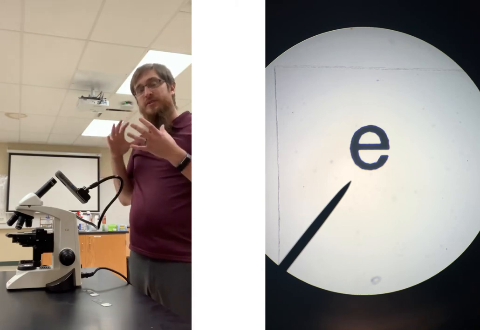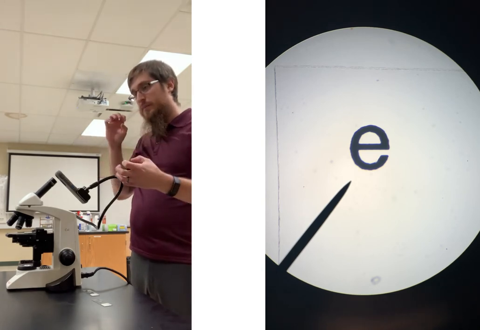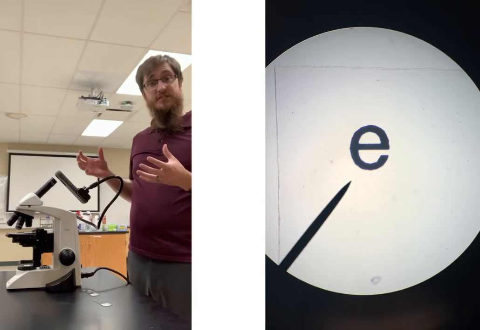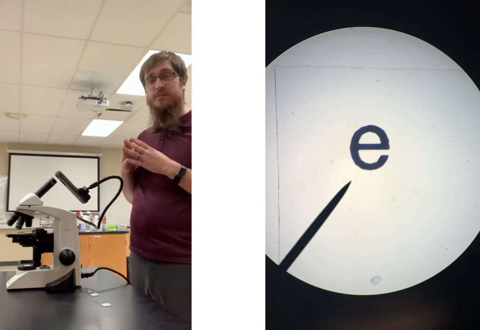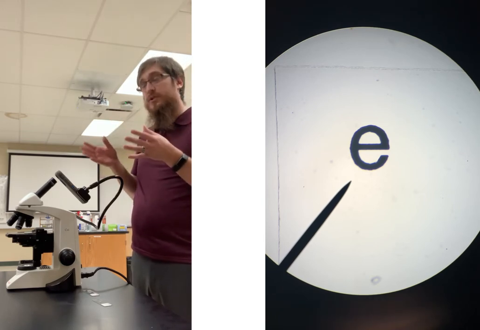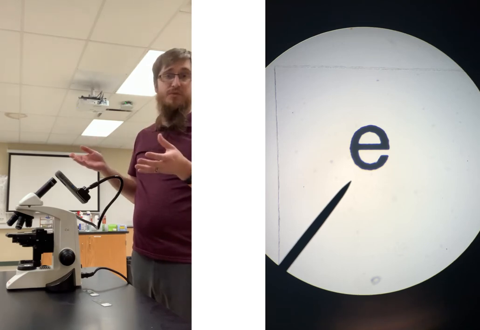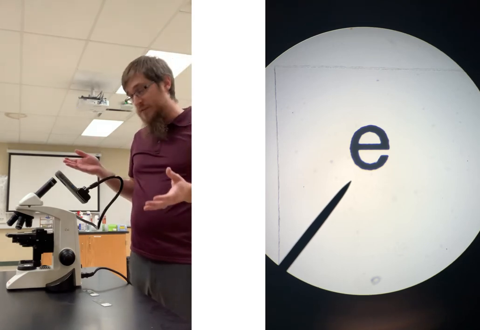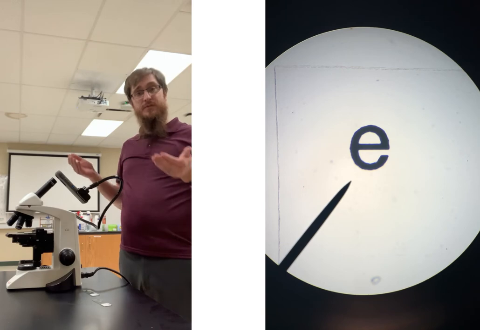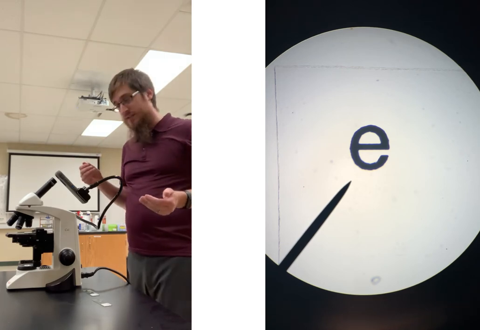Now, as you're going through and determining the different sizes of the objects and the different organisms that we're looking at, you're required to go to the highest magnification where you can see the object. So our letter E is within our field of view. Because of that, we would then go to the next lens.